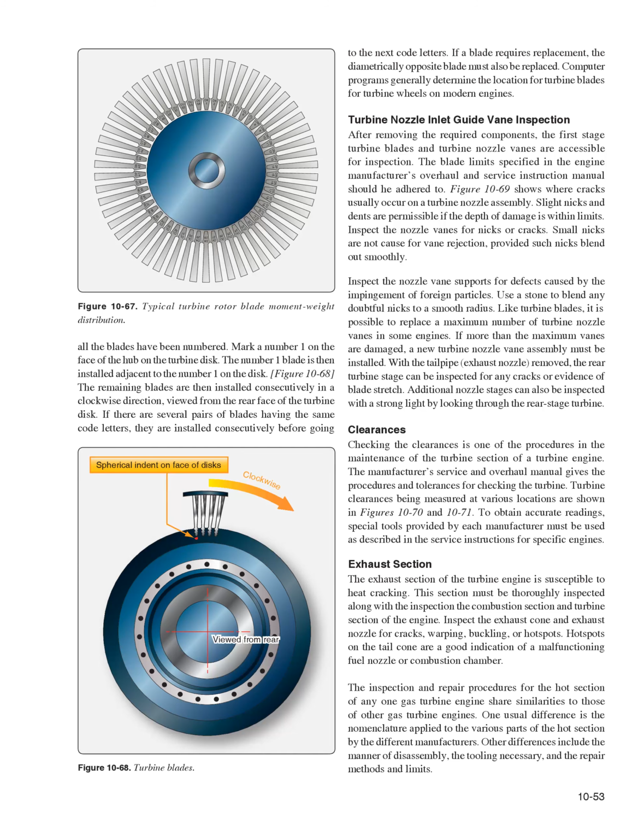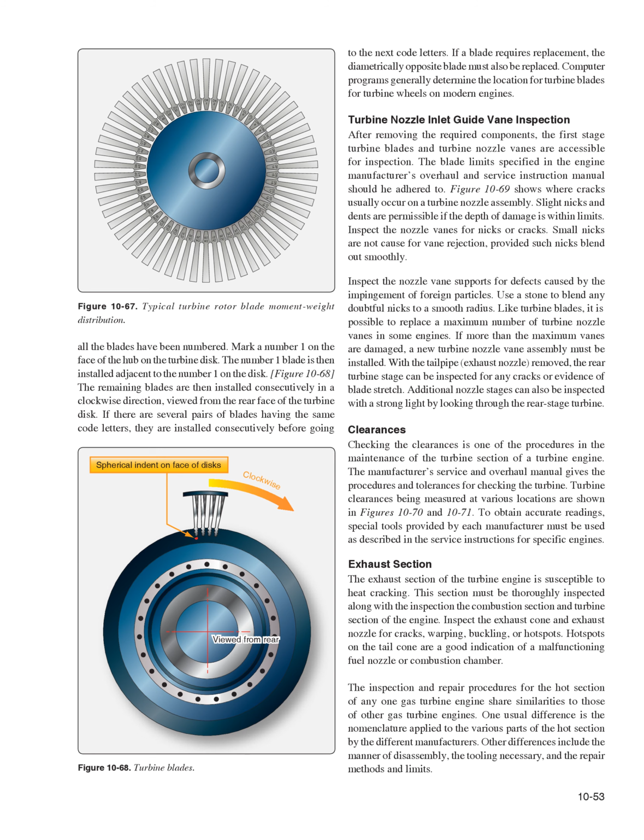Mark a number 1 on the face of the hub on the turbine disc. The number 1 blade is then installed adjacent to the number 1 on the disc. Figure 1068. The remaining blades are then installed consecutively in a clockwise direction, viewed from the rear face of the turbine disc. If there are several pairs of blades having the same code letters, they are installed consecutively before going to the next code letters. If a blade requires replacement, the diametrically opposite blade must also be replaced. Computer programs generally determine the location for turbine blades for turbine wheels on modern engines.